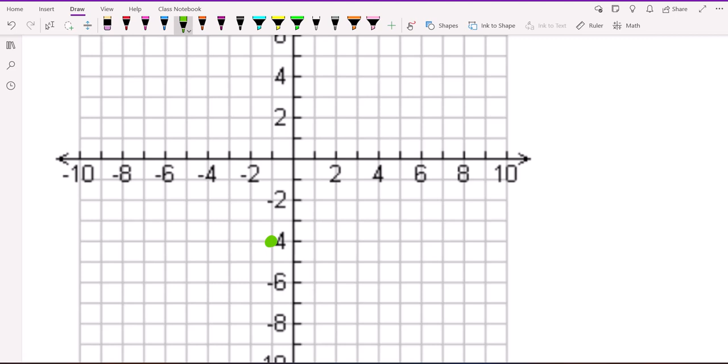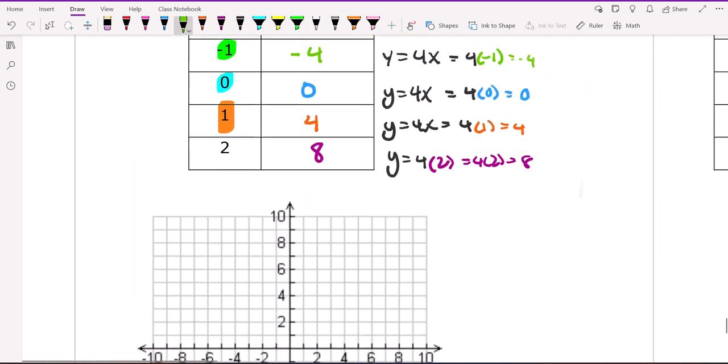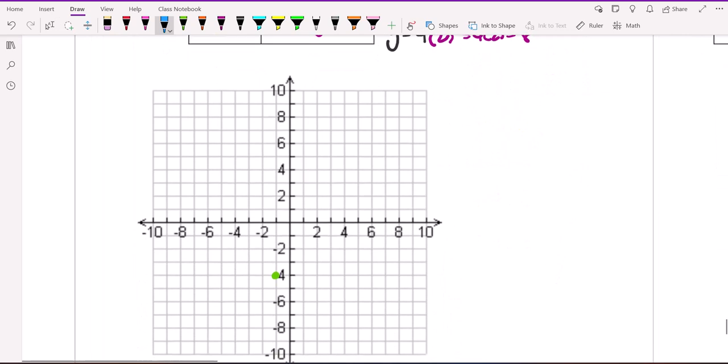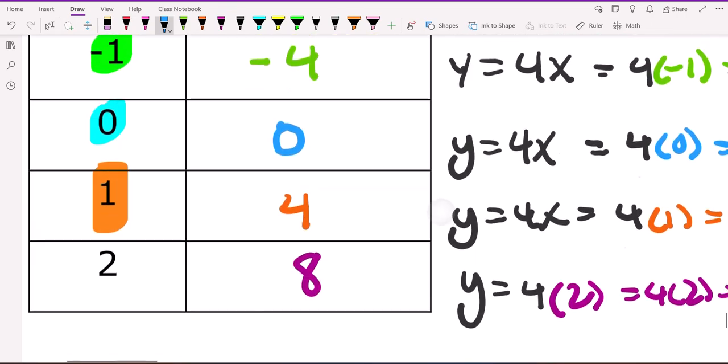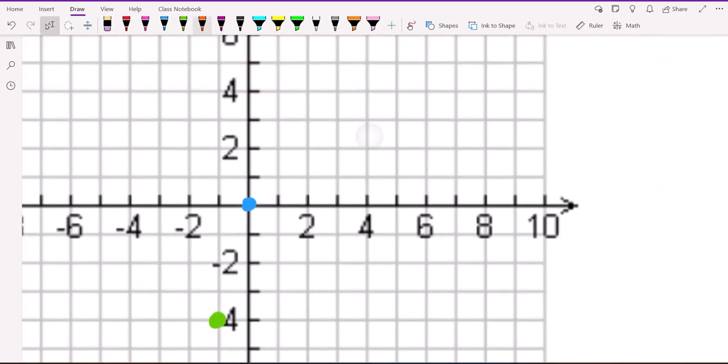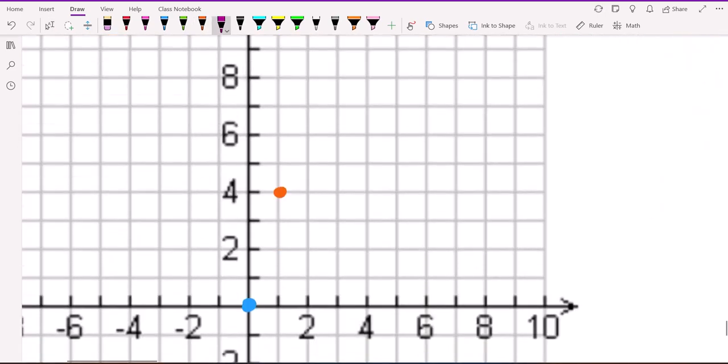Right, so when you're dropping your points on the graph, if you notice that it's not making a line, that means maybe you made a mistake in your calculation or where you're drawing your point. Right, all these should make a nice line. So next point is 0, 0. Then we have 1 and 4. And we have 2 and 8.